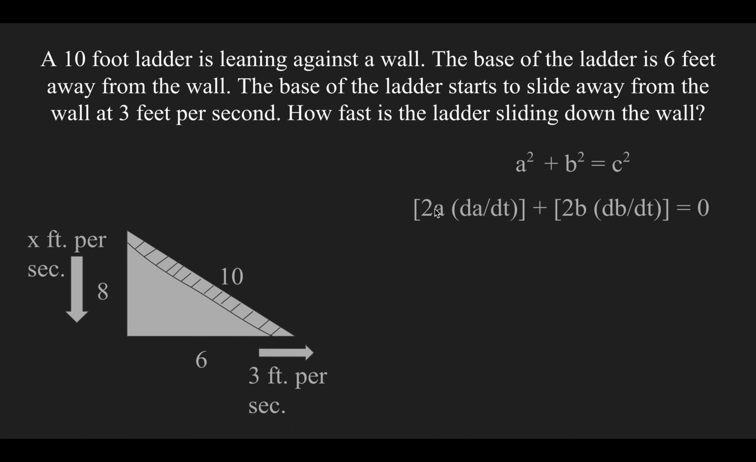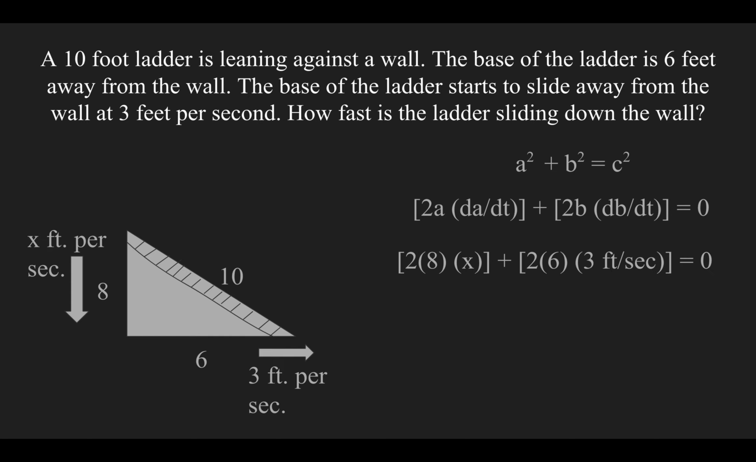Basically, your a squared turns into 2a times how fast a is changing. Your b squared turns into 2b times how fast b is changing, and your c squared is going to go to 0. And here's why. So a and b are both changing, but c is a 10-foot ladder. C is 10, but the length of the ladder isn't changing as it's sliding down the wall. It's not like if you have a 10-foot ladder and it slides down the wall, it makes it 11 feet, or the ladder shrinks to 8 feet. The ladder stays the same. So the rate of change for the ladder is going to be 0, and 0 times anything is 0. So that's why c squared goes to 0.